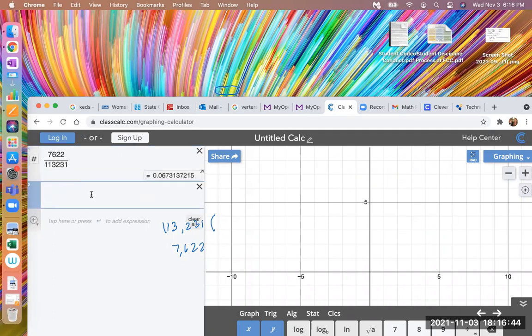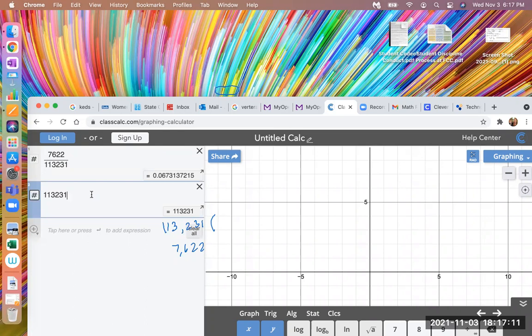Let's just do this again. Then I'll do the 113231 times by, actually, those are going to cancel each other out, so it's kind of ridiculous. So I'm just going to have, look what's going to happen here.